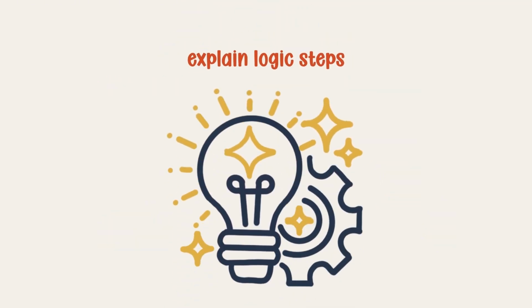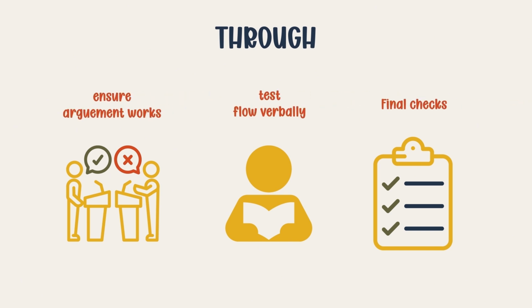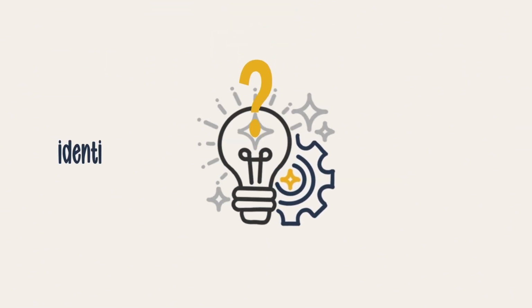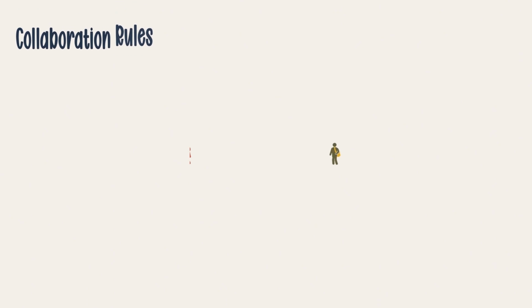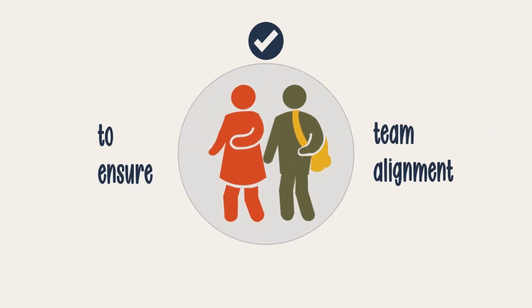Next, explain logic steps to ensure your argument works, testing your flow verbally. Then do final checks to ensure your paper is ready. Identify unclear areas. Catch any logic leaks and clarify points before finalizing. Verify collaboration rules. Align with your team early to set clear guidelines.